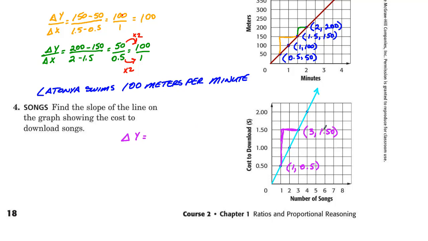The change in y is the 150 minus the 50 cents. And the change in x is the 3 songs that go with the 150 minus the 1 that goes with the 50 cents, we actually end up with 1 over 2, which is a slope of 0.5. So you can have slopes that are less than 1 whole. Later, we'll actually look at slopes that are fractions, slopes that don't have 1 as a denominator at all.